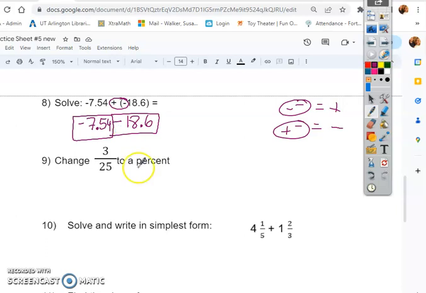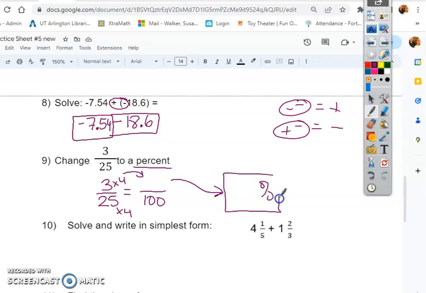Okay. On number 9, you want to change to a percent. So let's just write this fraction. What do I know? I know that a percent compares to 100. So 25 times what gives me 100? 25 times 4. 3 times 4 gives me this number. So whatever 3 times 4 is, put it here. Then it's going to be that as a percent. Don't put the 100 on bottom. This top number will go right here.